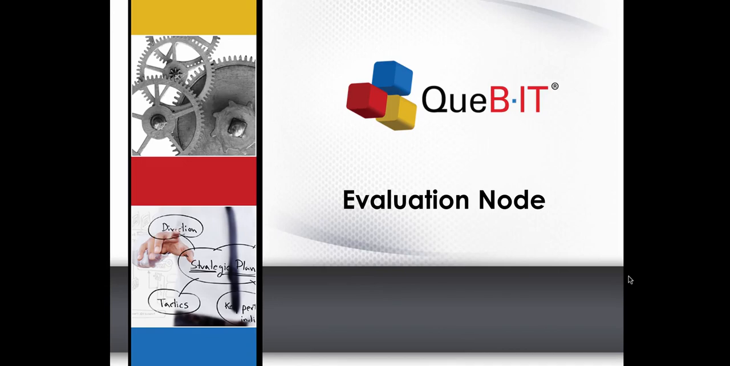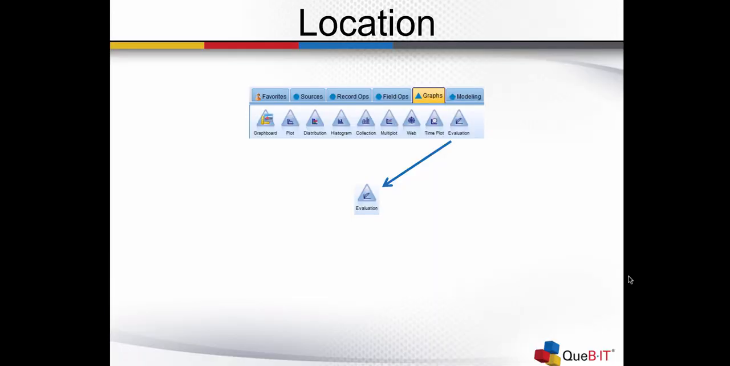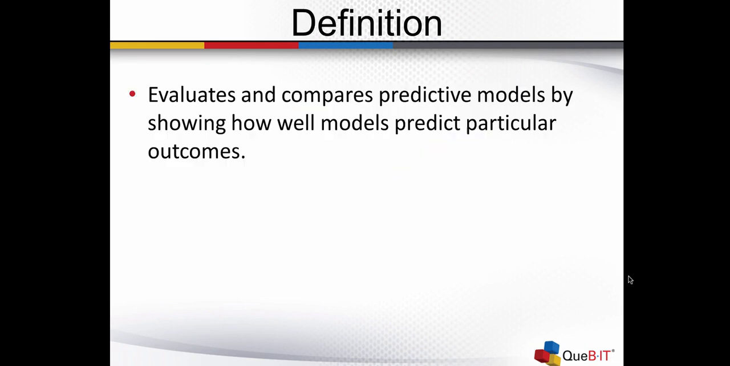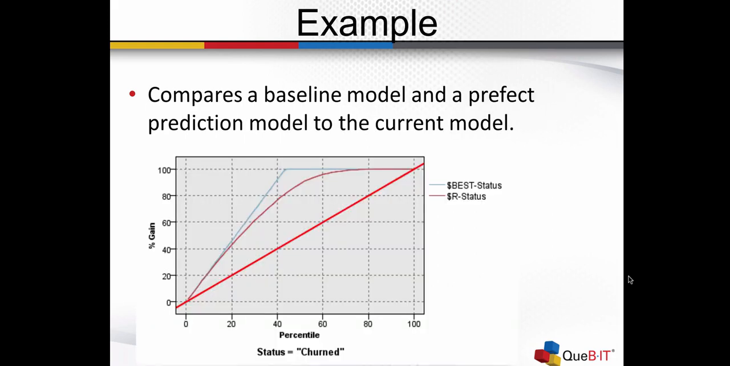Let's talk about the evaluation node. The evaluation node is located in the graphs palette. This node evaluates and compares predictive models by showing how well models predict particular outcomes. There are different types of graphs that can be created by the evaluation node.